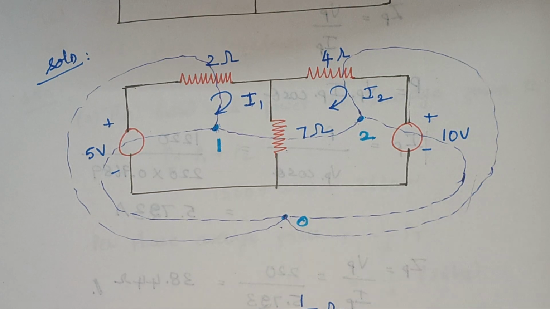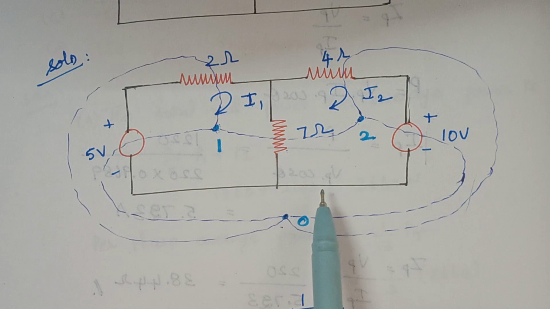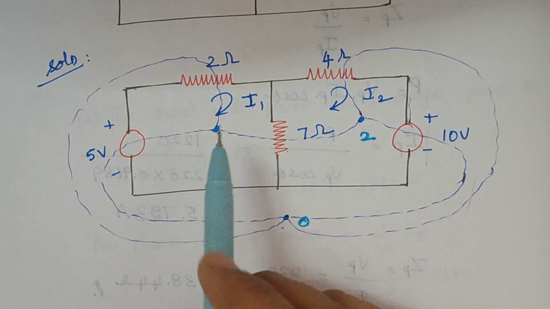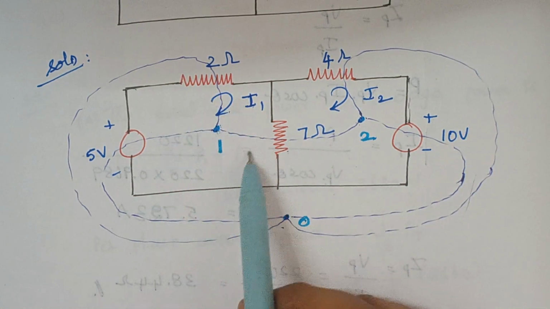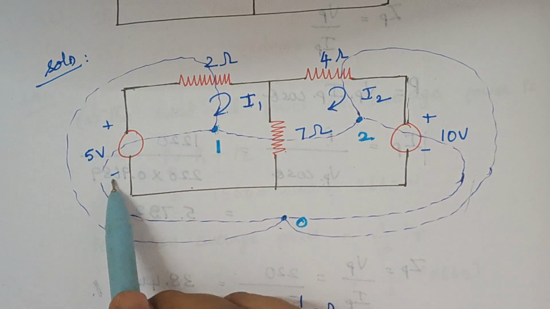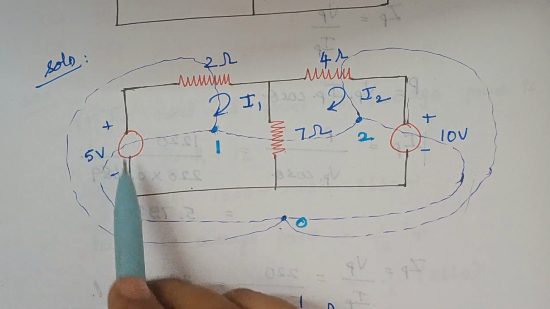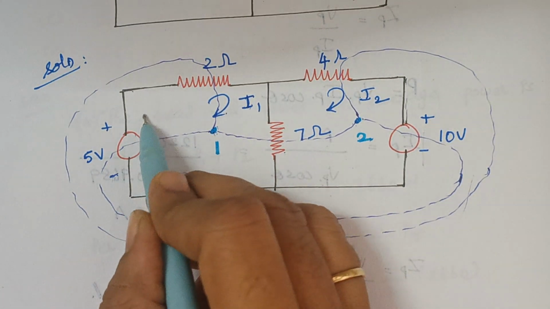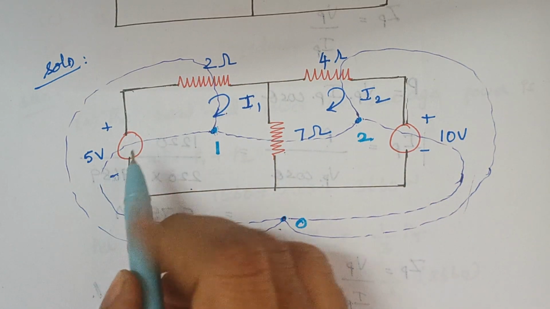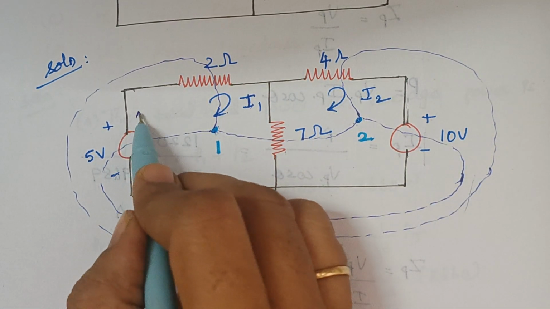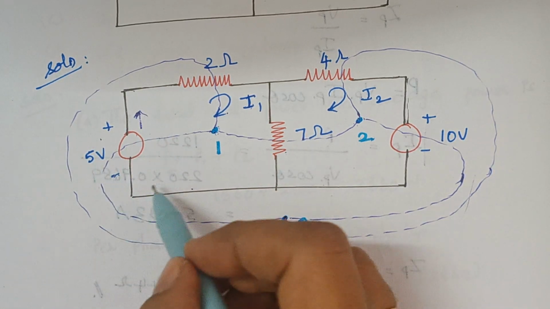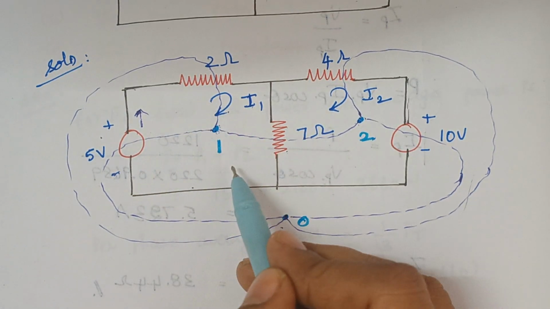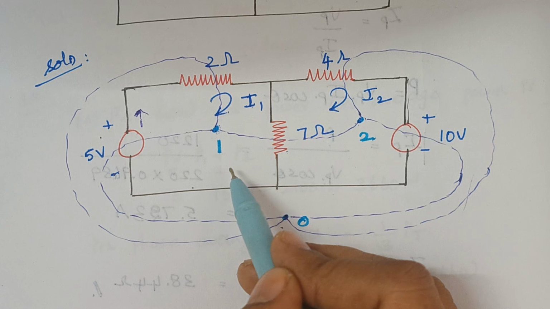Then the next step is, now we are going to draw the dual for this given network. You see here the current direction is like this. Similarly, the voltage source is connected as minus plus. So the current produced by this voltage source will also flow in the same direction, because it is minus to plus, so it will flow upwards, and the current flowing through this loop is also in the same direction. Can you get what I'm saying?